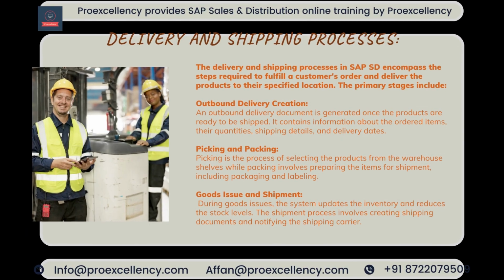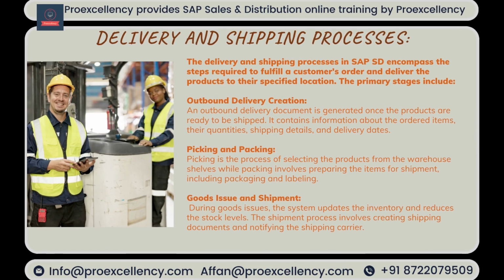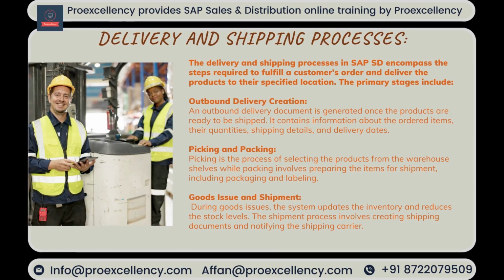Delivery and shipping processes. The delivery and shipping processes in SAP SD encompass the steps required to fulfill a customer's order and deliver the products to their specified location. The primary stages include outbound delivery creation. An outbound delivery document is generated once the products are ready to be shipped. It contains information about the ordered items, their quantities, shipping details, and delivery dates.